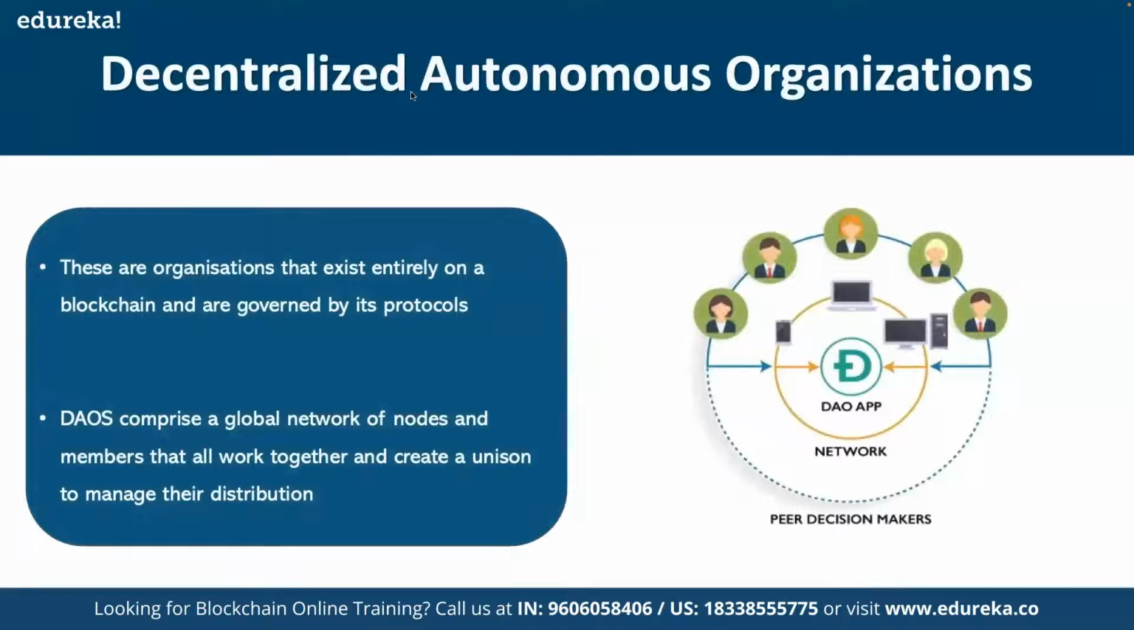Now, when we talk about the decentralized autonomous organization, these are organizations that exist entirely on a blockchain and are governed by its protocols. Decentralized autonomous organizations comprise a global network of nodes and members that all work together in unison to manage their distribution. Okay, that's the core idea of a decentralized autonomous organization.